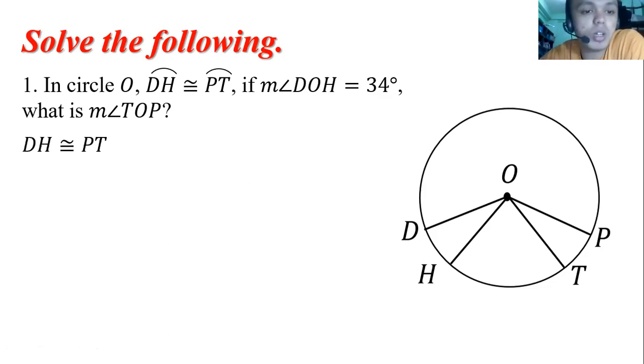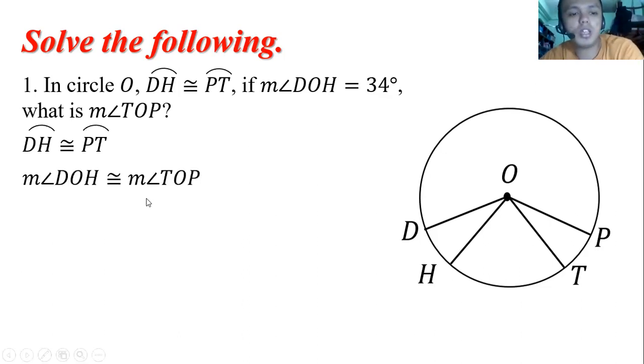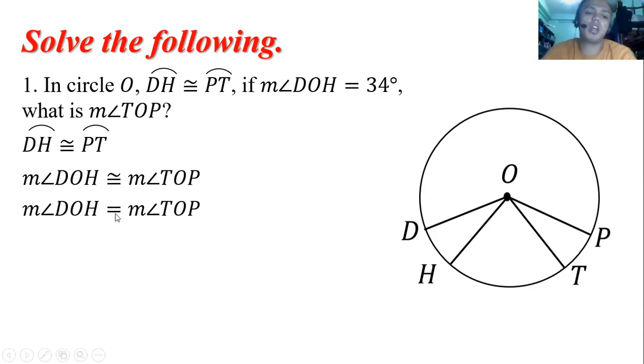DH here is congruent to PT. Therefore, your measure of angle DOH natin is congruent to TOP. No? Then if they are congruent, they are equal. Now, substitute. Your DOH is 34 degrees. Therefore, your measure of angle TOP is also 34 degrees.